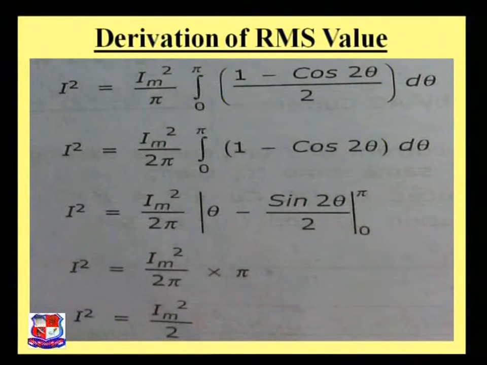So we are just getting im square upon 2 pi into pi. Now pi is cancelled out, that's why I square equals im square by 2. Now if we have to remove the square of the left hand side I square, then we have to put the square root of the right hand side. That's why I equals under root of im square by 2.